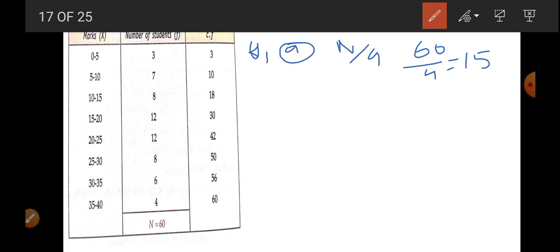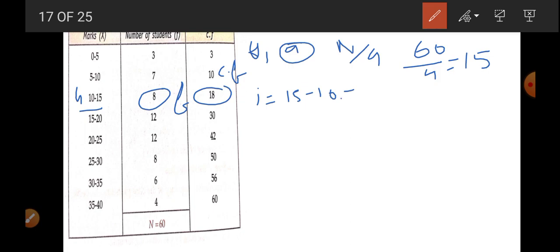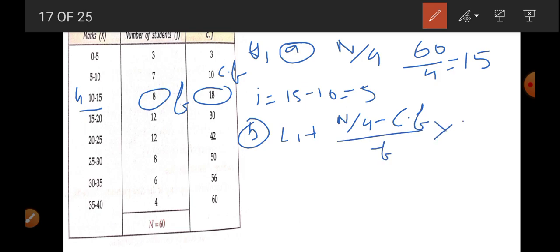Now this 15 lies here. So this will be your CF, this will be your F, L1 will be 10, and the I value will be 15 minus 10, which is equal to 5. Now we are going to use the second equation, that is L1 plus n upon 4 minus CF upon F multiplied by I.